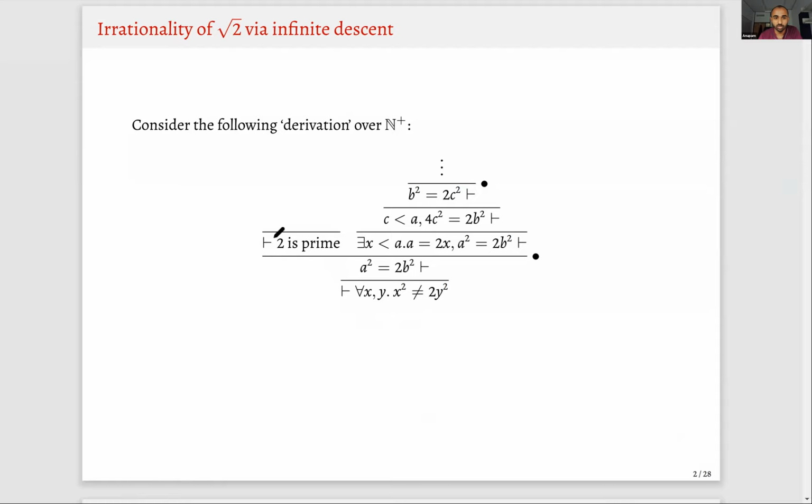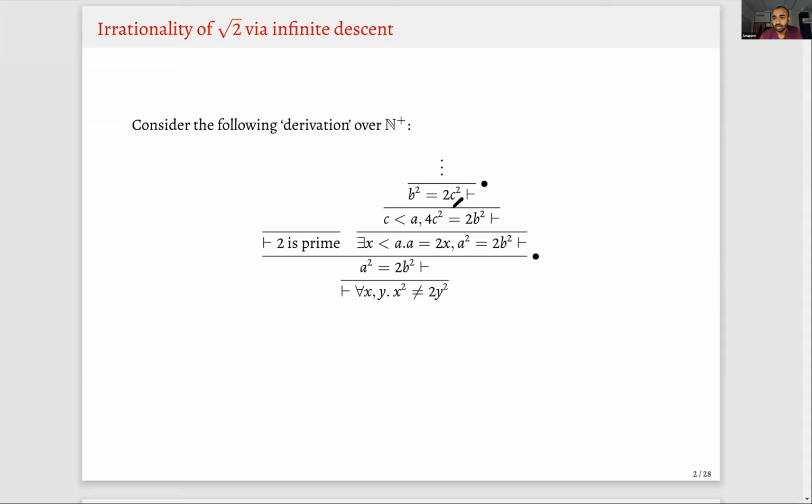So I can find a factor of a. A must be even. And it must be able to be divided by 2 and give me this x, such that a squared equals 2b squared. And let's call that c, the factor. And now I can rephrase it for c squared equals 2b squared, I can divide by 2, and I get something like this, b squared equals 2c squared, and I can just repeat the argument.